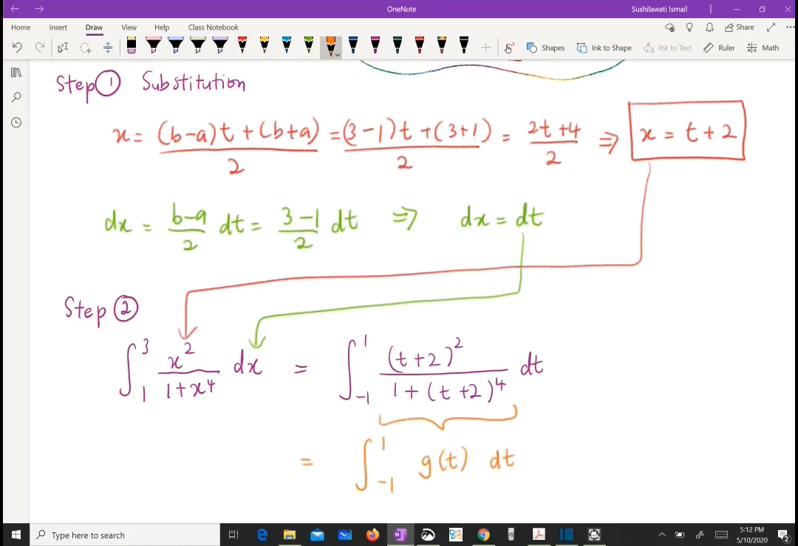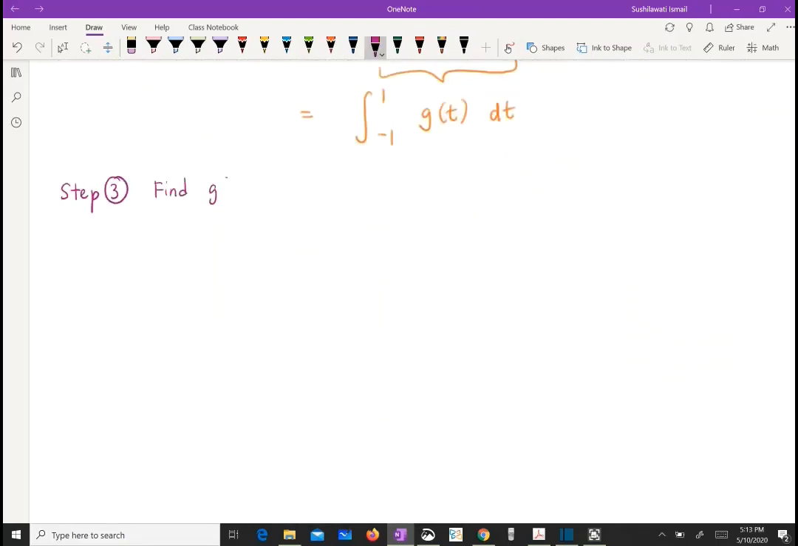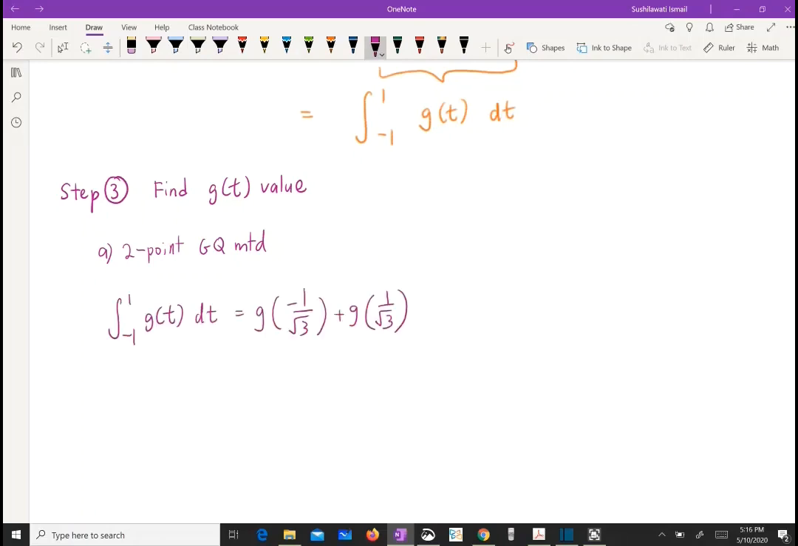If you can recall my previous explanation, we have different formulas for different types of Gauss quadrature method. Then we go to step 3, find the g(t) value. So for question A, we need to use the 2-point Gauss quadrature method. So we're using the formula for the 2-point method. This is the formula for the 2-point quadrature method.